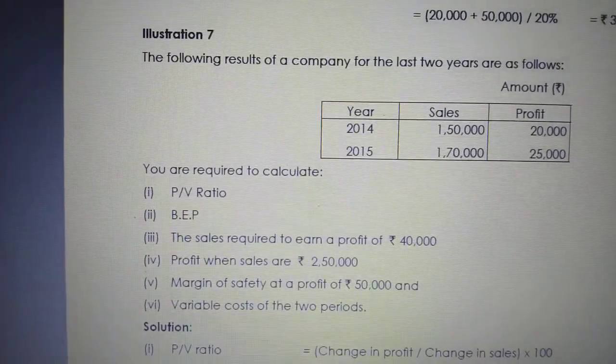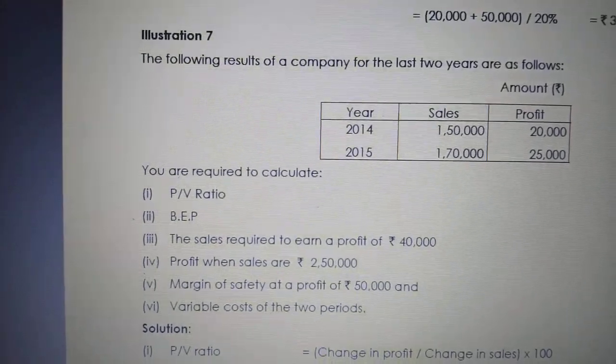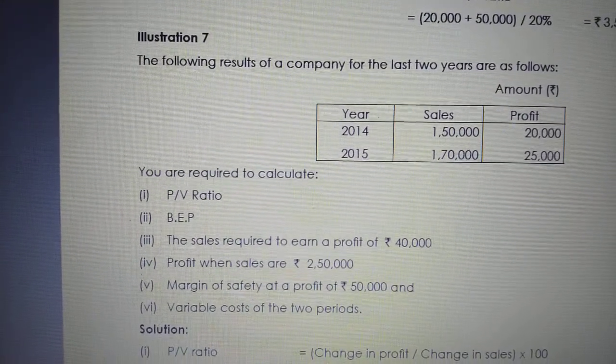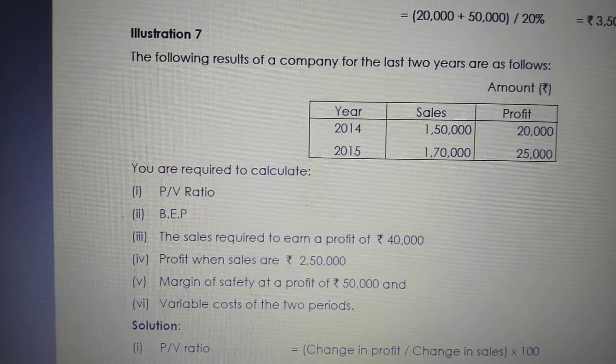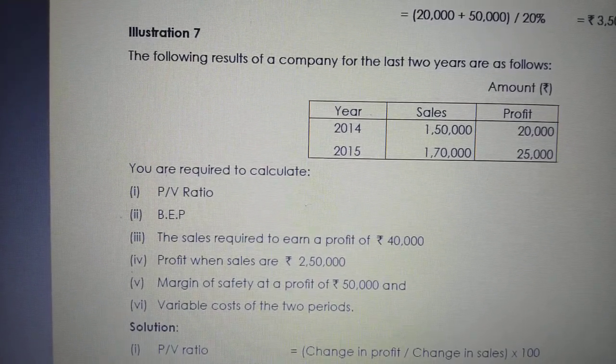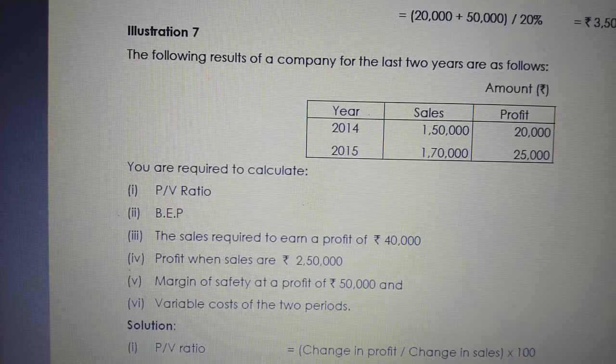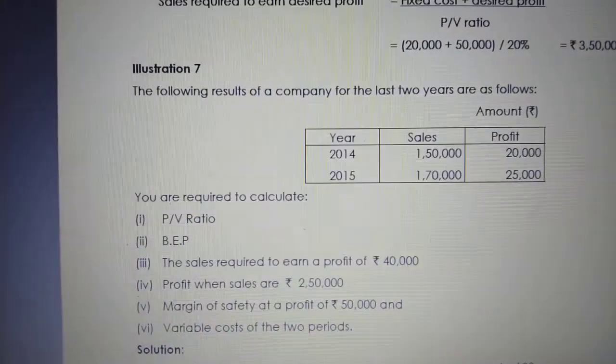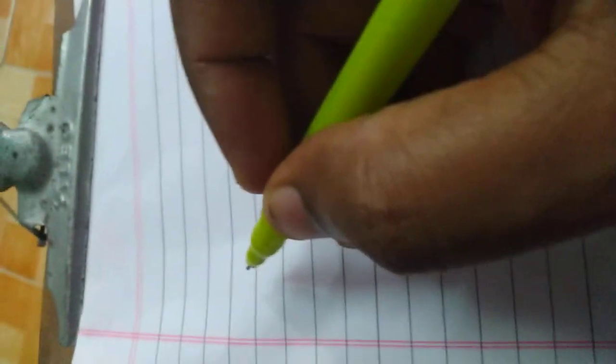So for calculating the PV ratio, you have a standard formula, that is contribution divided by sales into 100. So we will work out this problem. So the general formula for PV ratio is contribution divided by sales into 100. Okay.